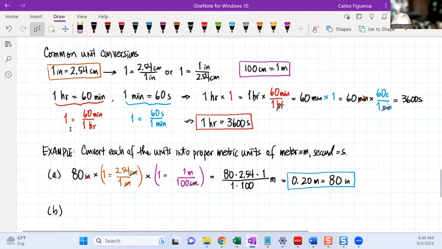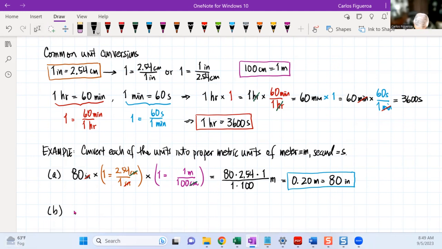This one is 66 feet per second, and I want to convert that into meters per second. So in this case, I'm going to write this as 66, and then I'm going to write feet per second like this. So that means I have to convert feet into centimeters and then convert it into meters. So then again, I start multiplying my quantities by 1.